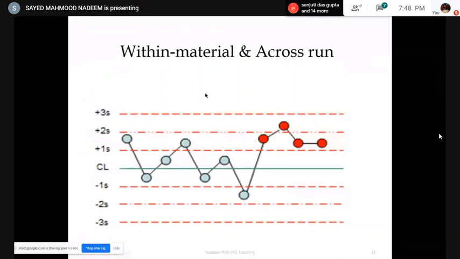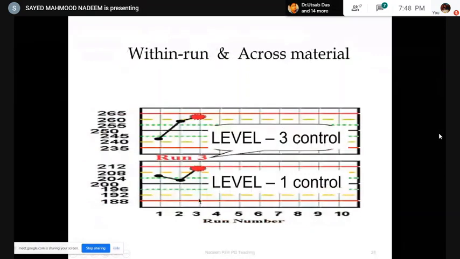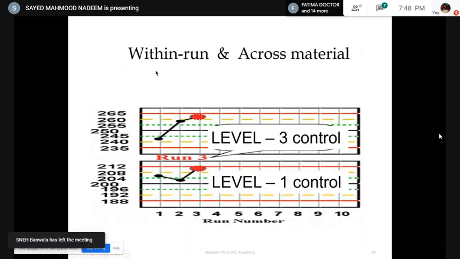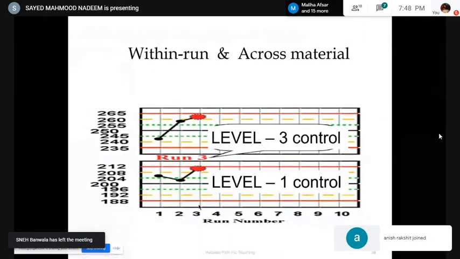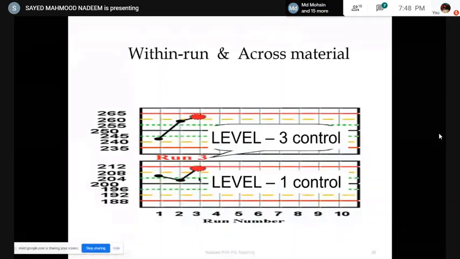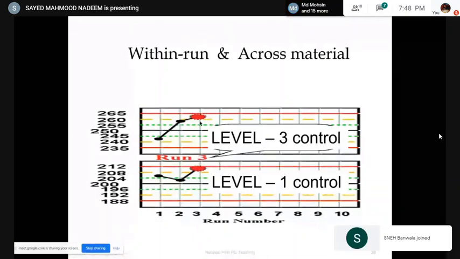And you see this one, it is being done on one day. So it is within run, and there are two materials. So it is within run across material. As you can see, because it is being done on the same day, it is called within run. And because it is two different materials, level 1 and level 3, it is called within run across material.